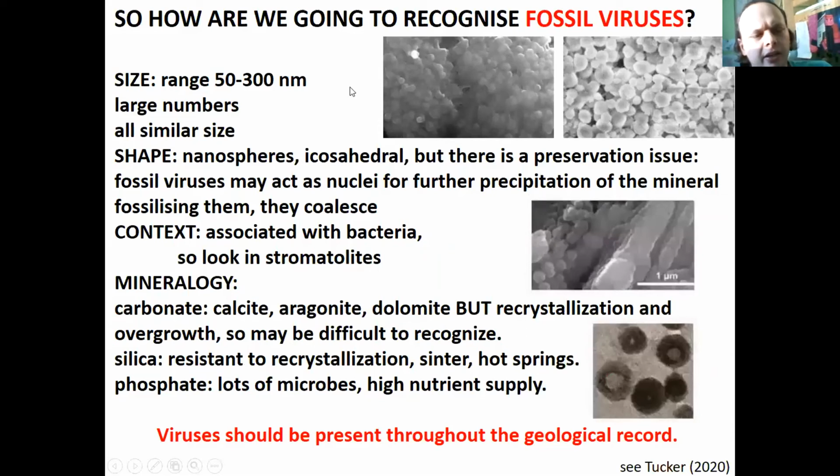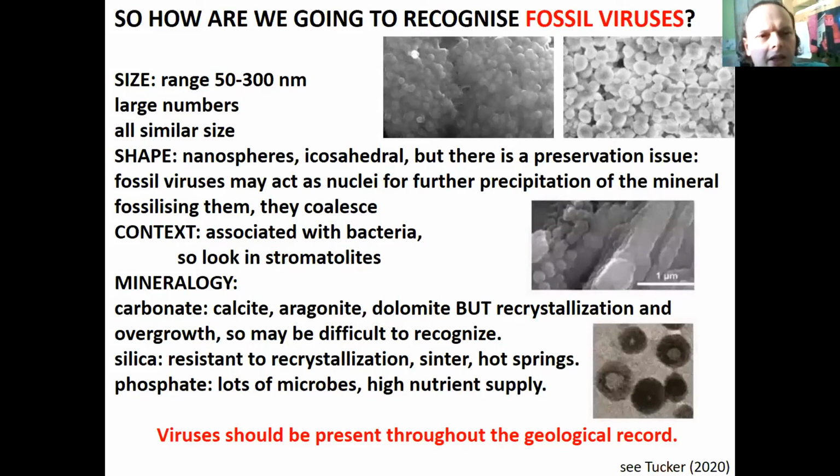So to find fossil viruses in the fossil record, we suggest that the size of potential viral forms should be between 50 and 300 nanometers, or let's say, biologists say even 30 to 300 nanometers. They should be in large numbers, similar in size. Also, you should look at their shape. Okay, nanospheres, particularly icosahedral, will be very easy to distinguish. But there is obviously a preservation issue. If there is heavy diagenesis involved, that might be even impossible to find.